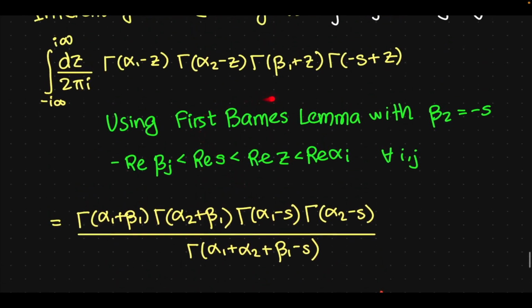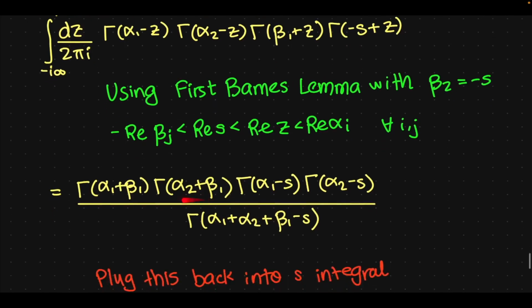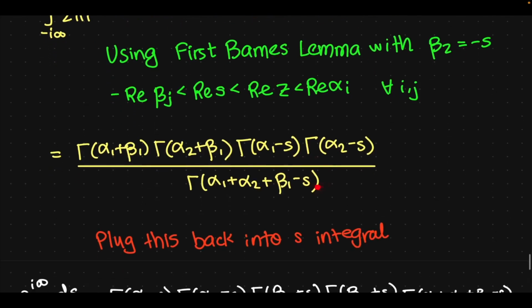So all of this can be simplified. This entire Z integral can be simplified to give us gamma of alpha 1 plus beta 1, gamma of alpha 2 plus beta 1, gamma of alpha 1 minus S, gamma of alpha 2 minus S divided by gamma of alpha 1 plus alpha 2 plus beta 1 minus S. So the great thing is we're out of the Z dependence. We've completely evaluated the Z integral. So plug this back into the S integral because that's the one that needs to be done.